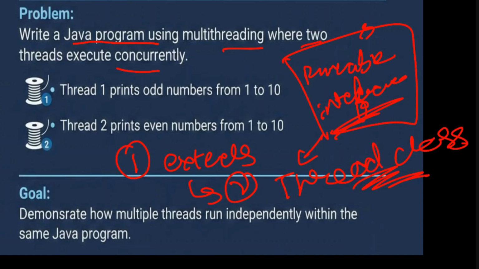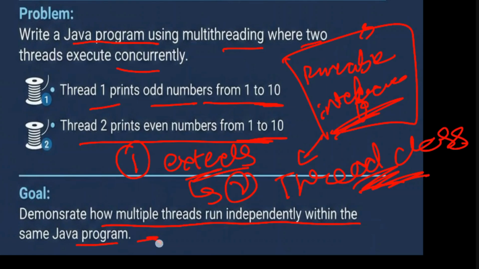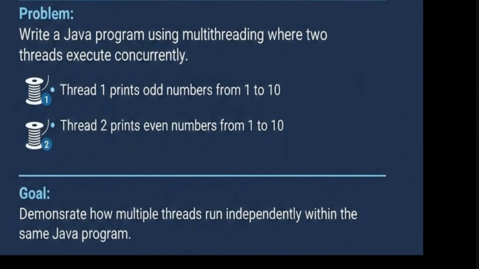You can implement threads in two ways. First, you can use the Runnable interface, and second, you can extend the Thread class. So there are two ways to implement multi-threading in Java: by implementing the Runnable interface and by extending the Thread class.